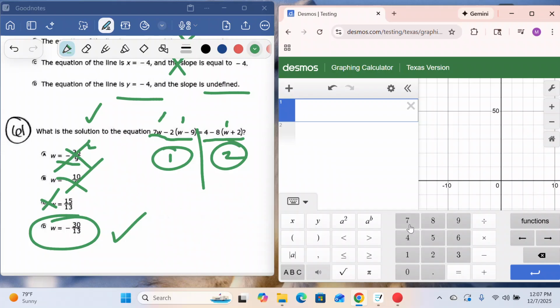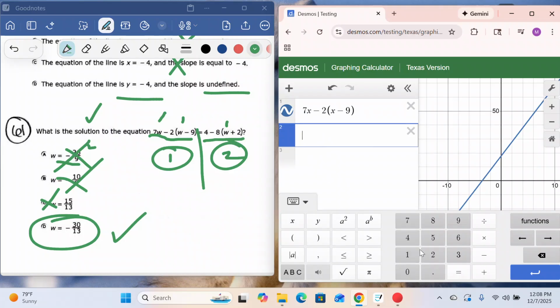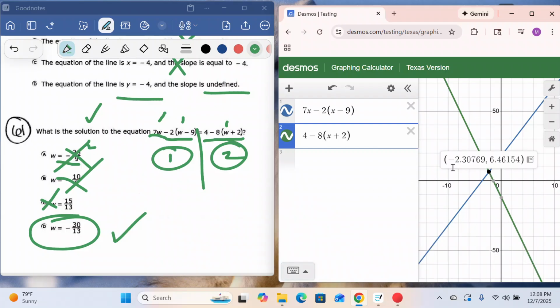So that I can replace 7x minus 2. And I think this is an easier way to do this one. x minus 9, close, and that is my first one. And then I can replace this with the next one, and I go 4 minus 8, open parentheses, x positive 2, close parentheses, and then I have my x and I have my y. So then all I have to do is input these into fractions, and let me go ahead and erase these so you can see them.